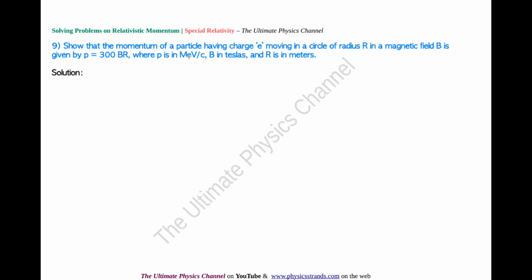Show that the momentum of a particle having charge e moving in a circle of radius R in a magnetic field B is given by p equal to 300 BR, where B is the magnetic field, R is the radius of the circular path, and momentum is in units of MeV over c, B in Teslas and R in meters. We have to derive this kind of expression.